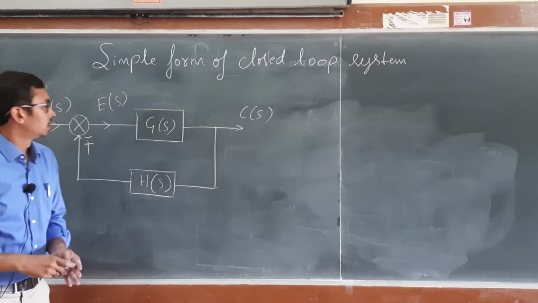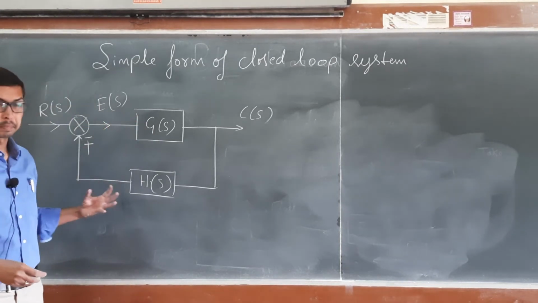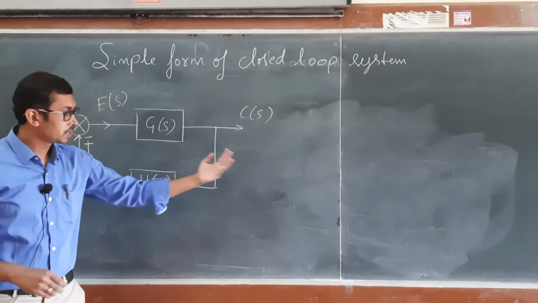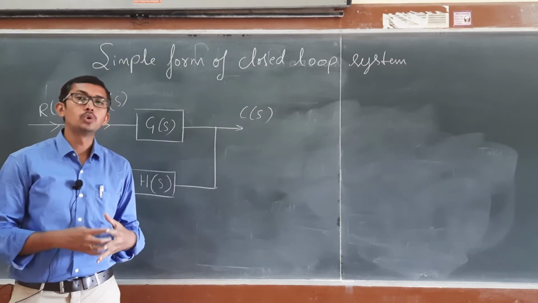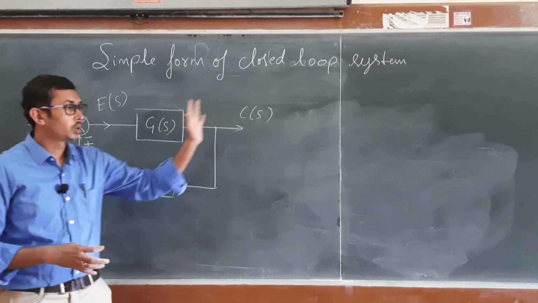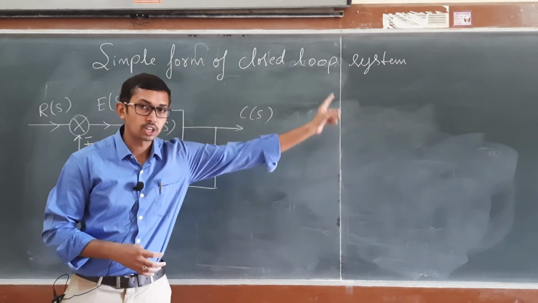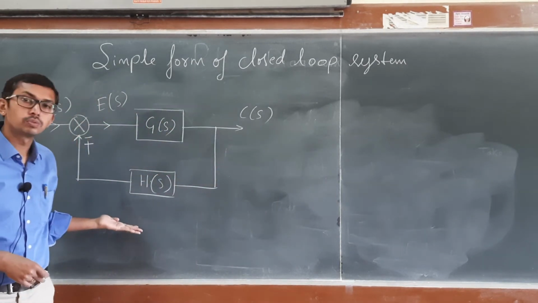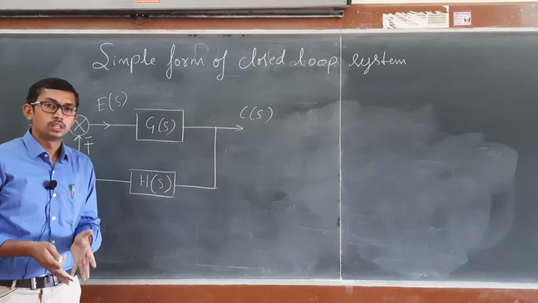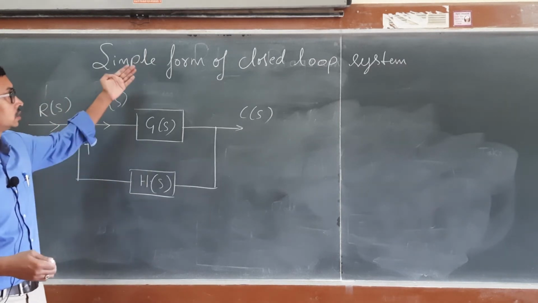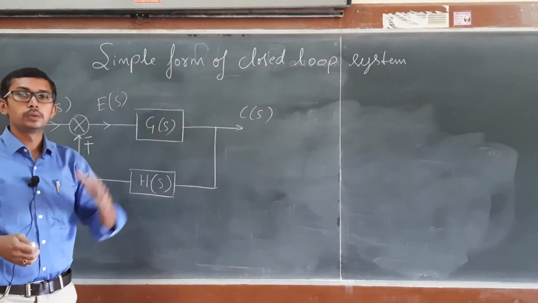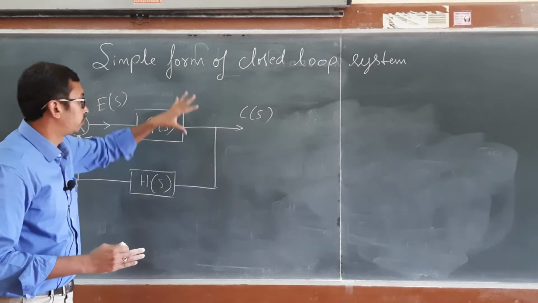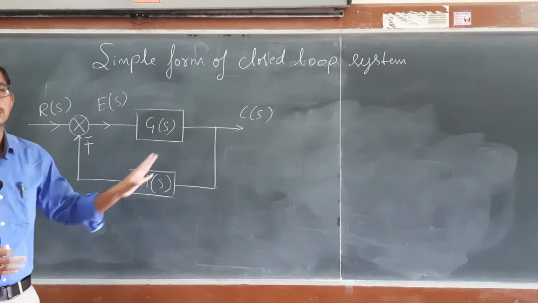Okay, this block diagram represents a simple closed loop system. In the previous example we have seen how to write the given system as a block diagram. That is also a closed loop system. So how to write the transfer function of this one? That is our discussion topic now: the simple form of closed loop system, and how to write the transfer function of a simple closed loop control system.